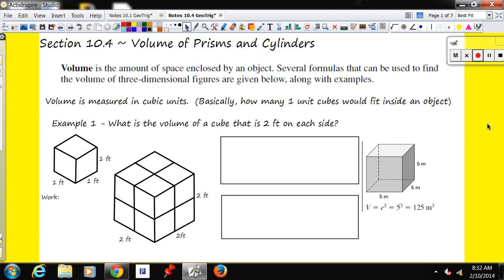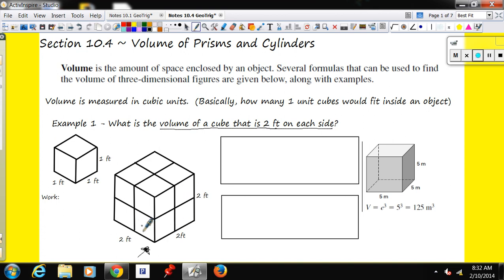Now I did put a little cube on the bottom left corner there. And it says, what's the volume of a cube that is 2 units or 2 feet on each side? What's the volume of a cube that is 2 feet on each side? So we're looking down at this diagram right here. So we've got a cube that's got 2 units. You can notice that each side has 2 cubes on it.